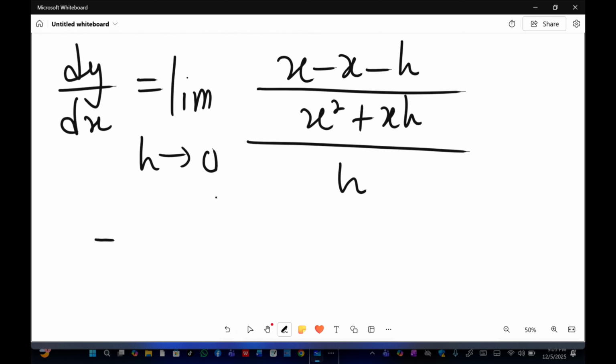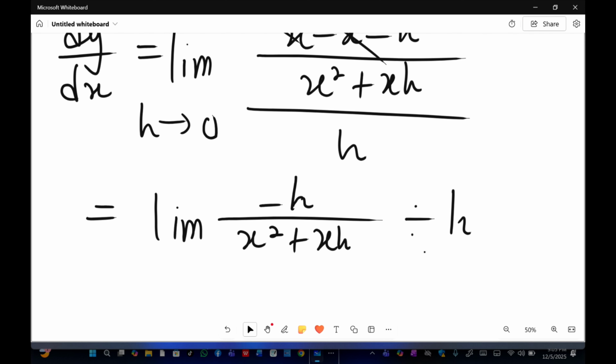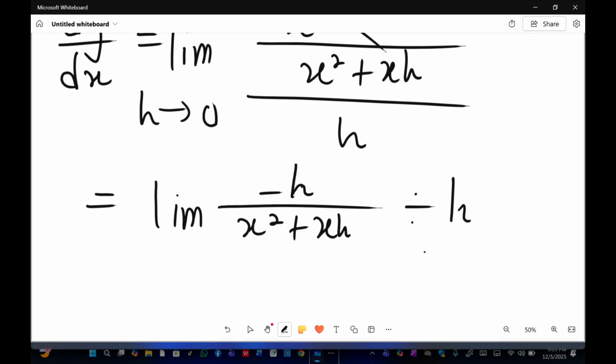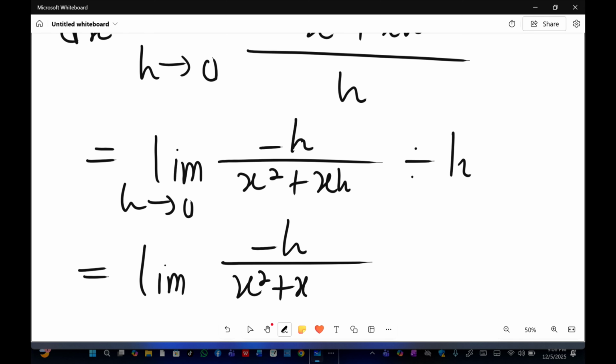We continue to work on it. So you will see that we have x minus x, it becomes 0. So we are going to get a limit of negative h divided by x squared plus xh, all being divided by h. I've rewritten it in this form. So we have as h approaches 0, we are going to get the limit of negative h divided by x squared plus xh.